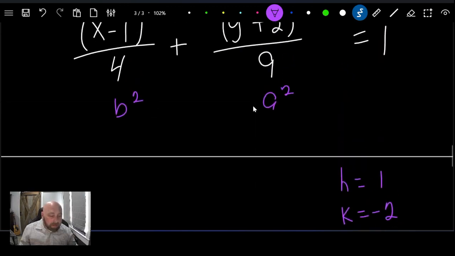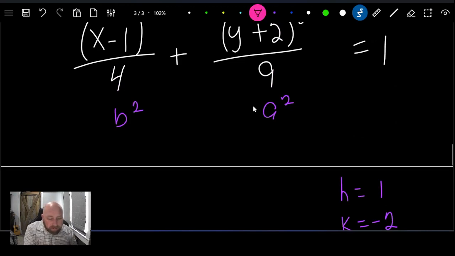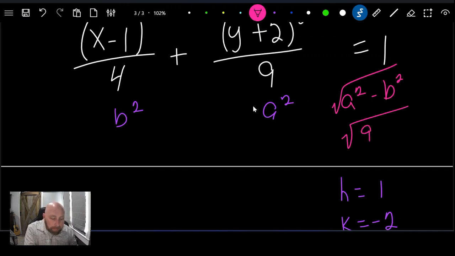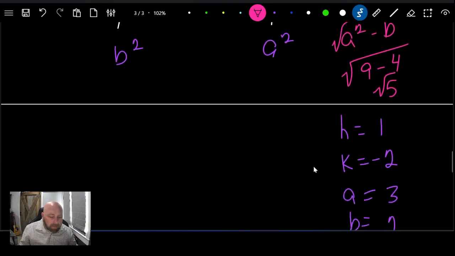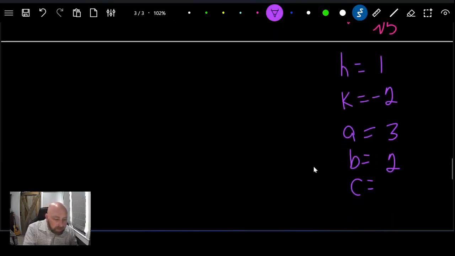So what does that make c? Well, we'd have to come up here and actually do that. The way we do that is a squared minus b squared, and we're going to take the square root of that. So the square root of a squared is 9 minus b squared is 4. 9 minus 4 is 5. So we have the square root of 5. And that's going to be our c. So our c is going to be the square root of 5.